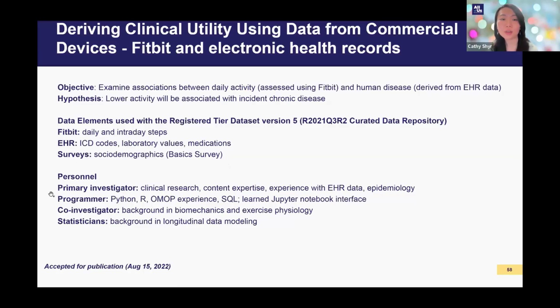Now, one of the very important components that contributed to the success of this work was the multidisciplinary collaboration across different types of personnel. The primary investigator and co-investigator had a very rich background in clinical research, exercise biology, and physiology, in collaboration with programmers and statisticians who were more well-versed in performing longitudinal data modeling and working on a cloud computing platform. It really brought a lot of synergy to the group.